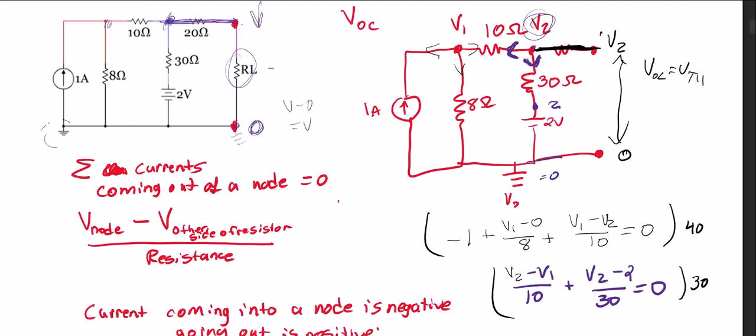And then the question, I just had a question about V2. So I found V2 to be 5.75. And that was V open circuit, which is also V Thevenin. And so that's where that came from.